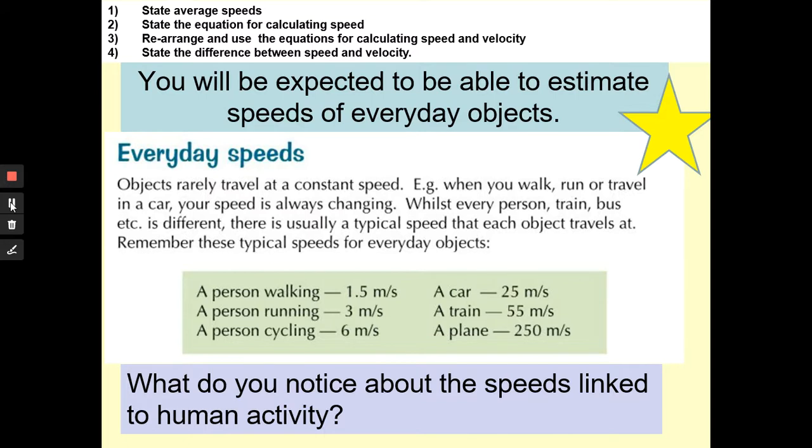The yellow star is up there because I'd like you to spend a minute or so trying to memorize those 6 values. And whilst you're doing that, I want you to think about what you notice about the speeds linked to the human activity. So pause the video now.